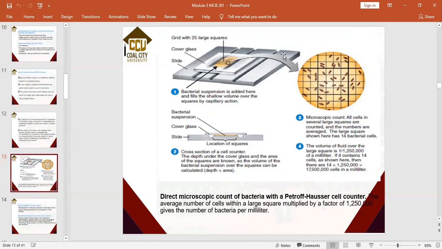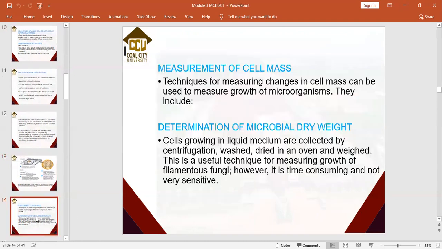So look at the diagram of the direct microscopic counting chamber. When the school reopens, if you go to the lab, tell Mr. Emmanuel to show you this particular counting chamber. We have it in the lab. Then, on the measurement of cell mass, microbial dry weight can be determined by centrifuging cells growing in liquid medium, then washing and drying them. This is used in techniques for measuring growth of filamentous fungi. You use it a lot.